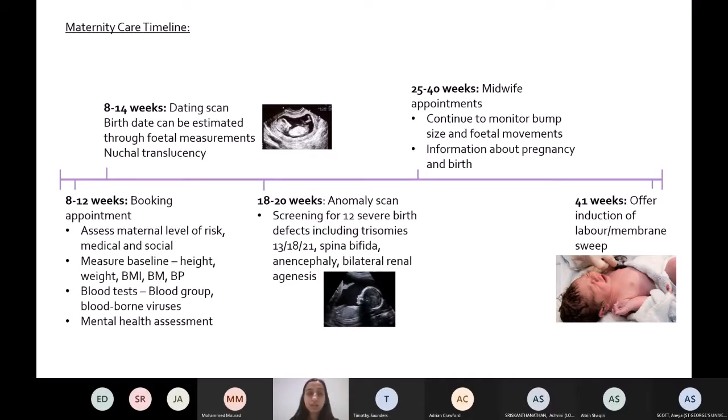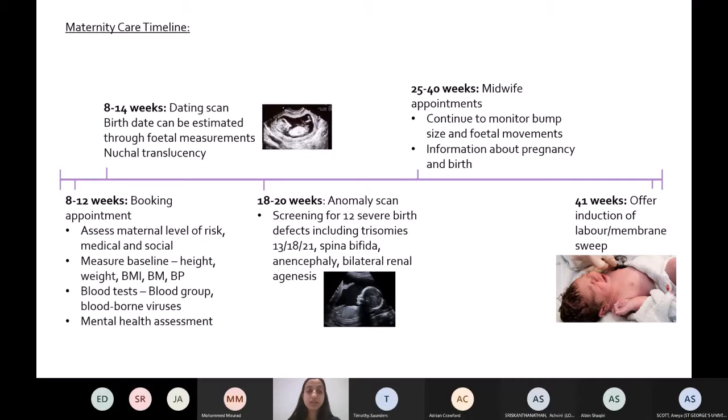Then you would expect that mum would go for her dating scan between 8 to 14 weeks. And within that, you would estimate baby's estimated date of birth, and look at the nuchal translucency, which ties in with the trisomy screening. So we screen for trisomy 13, 18, and 21. And alongside that, we do 2 different blood tests as well. So we do a beta HCG and a PAPP-A. So if the HCG is high, or the PAPP-A is very low, or the nuchal translucency is thickened, that gives an increased risk of Down syndrome.